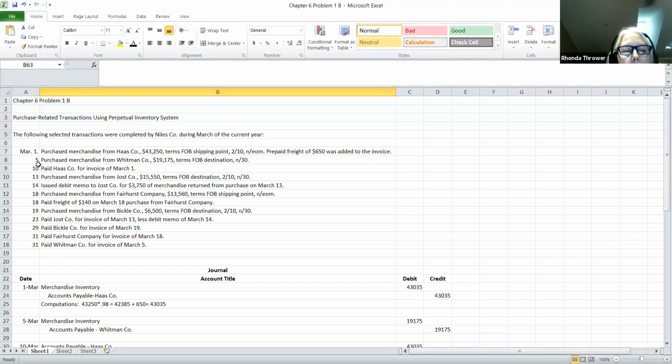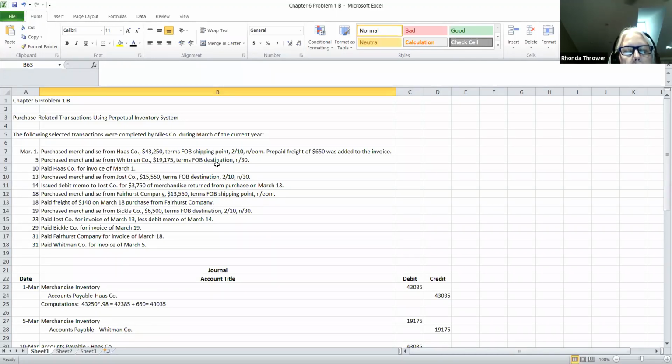In the March 5th transaction, again, we're purchasing merchandise, but this time we're buying it from the Whitman company. So you see how we're debiting merchandise inventory because our asset merchandise inventory is going up. We're crediting accounts payable because our liabilities are also going up. But notice out to the side here, I've got the supplier name. Our supplier name was Whitman Company. Notice on this transaction, the gross amount is $19,175.